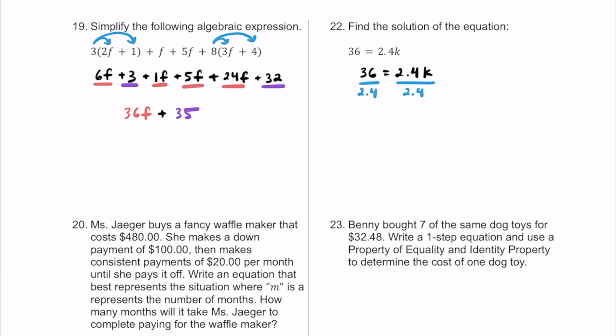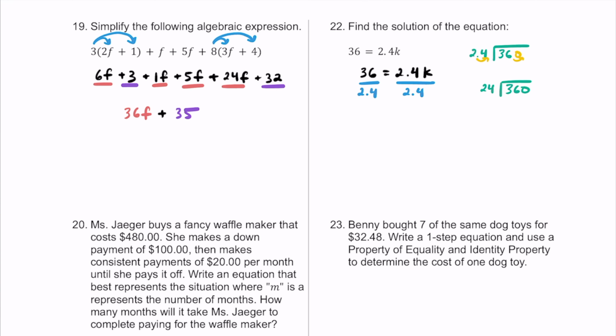Let's go ahead and divide this 36 by 2.4 on the side. That's going to be 36 divided by this 2.4. We are going to multiply this 2.4 by 10 to make it 24, and let's make this 36 multiplied by 10 to make it 360. So we have 360 divided by 24 here.